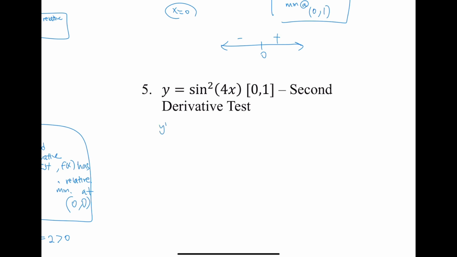And then number 5 is y equals sine squared 4x on the interval 0 to 1, and we use the second derivative test, right? So y prime is equal to 2 sine 4x times cosine 4x times 4. This is 8 sine 4x cosine 4x, right? Double chain rule. Let's just do our graphing calculator trick to find out when this is equal to 0. One of them is going to be 0, and then the other one is going to be 0.393, and then the other one is going to be 0.785. Okay, so we have a lot of candidates.